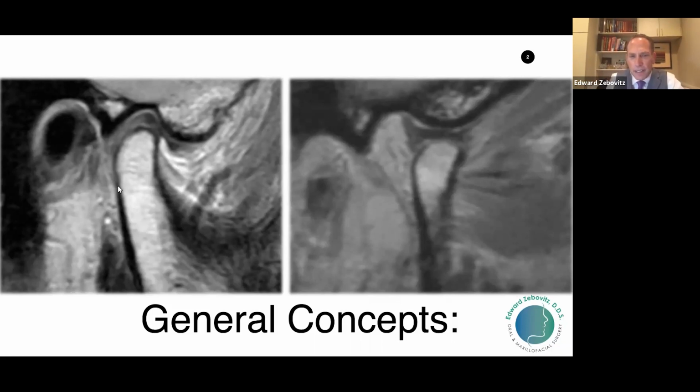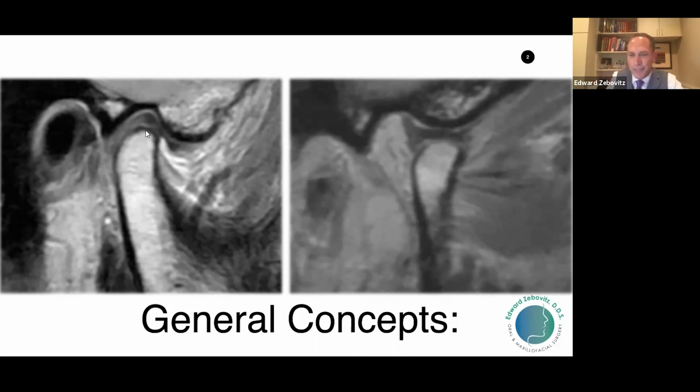Then we look at the condyle, and we look for a nice smooth outer layer, which is cortical bone. I typically describe the condyle like a chicken bone: a hard outer layer with the bone marrow on the inside. Then, ideally in a normal joint, the posterior aspect of the disc, or the meniscus, should be at 12 o'clock on the face of a clock.